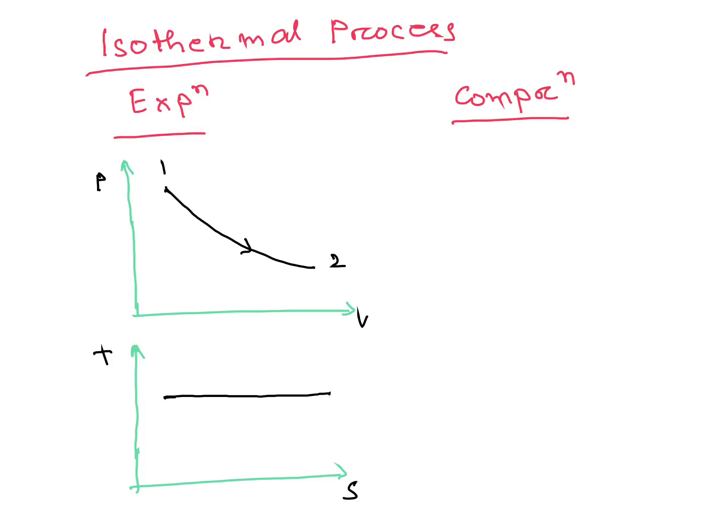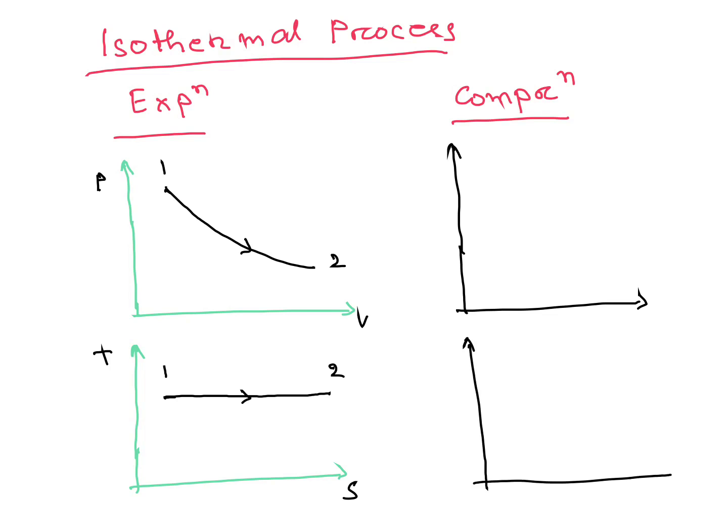Then for compression process, isothermal compression, PV diagram and TS diagram I will draw. For compression, it will go like this, initial to final, same parallel to x-axis, 1 to 2, initial to final. 1 represents initial and 2 represents final state.